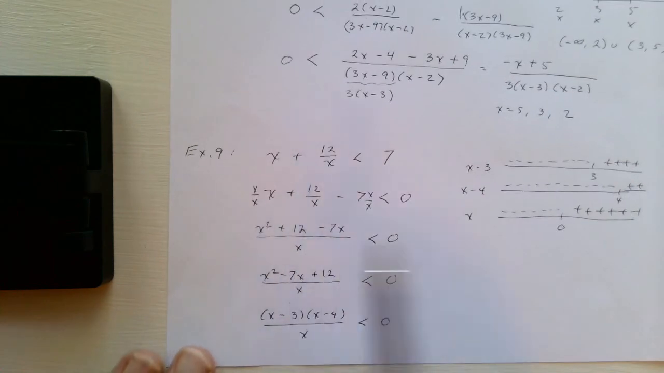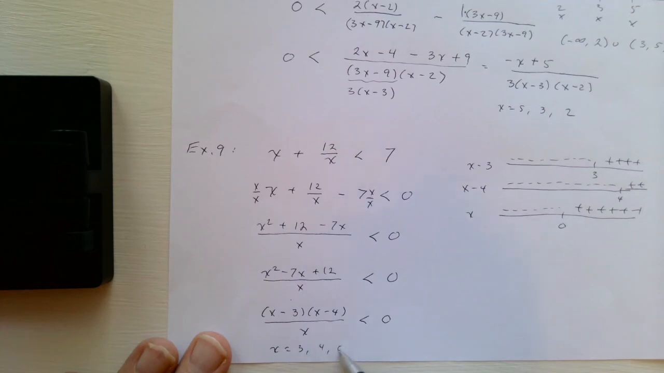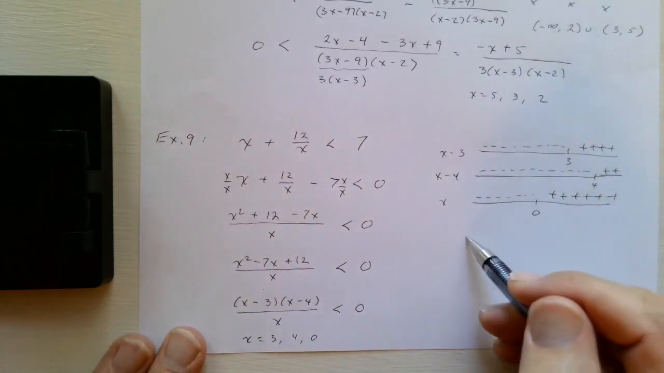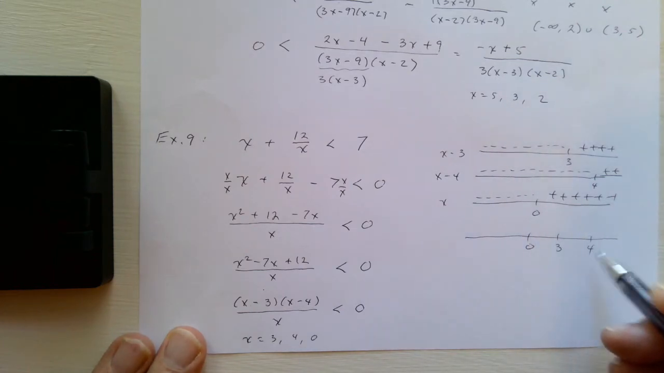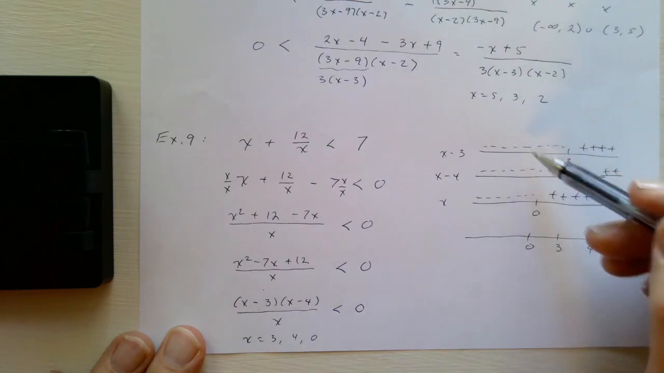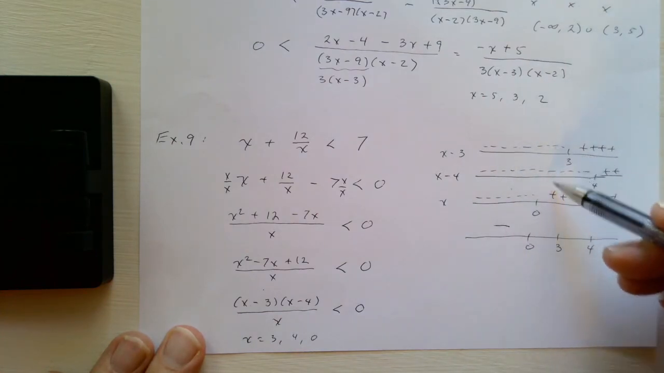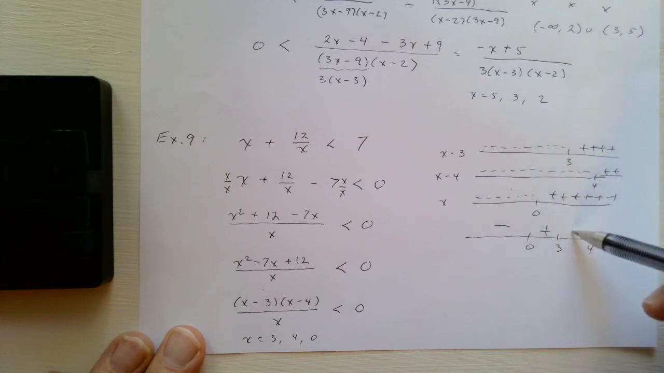So the interesting points will be at x equals 3, 4, and 0. We make a sign chart for each factor, and then a final sign chart for this expression. We can see on this interval negative, negative, negative, negative, negative, positive, positive, negative, positive, positive, positive, positive.